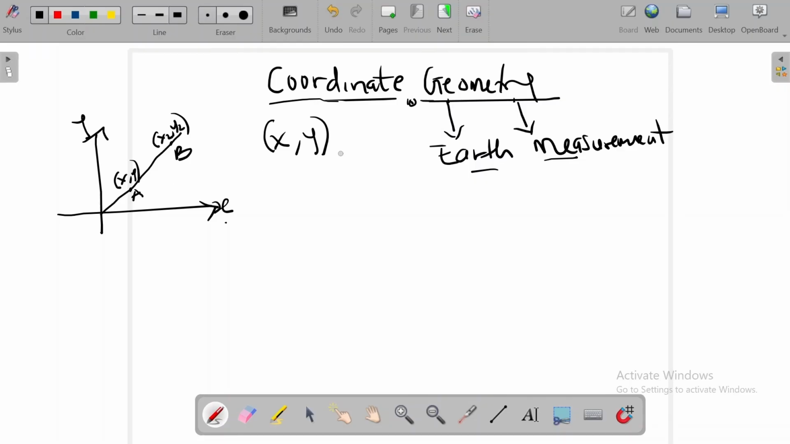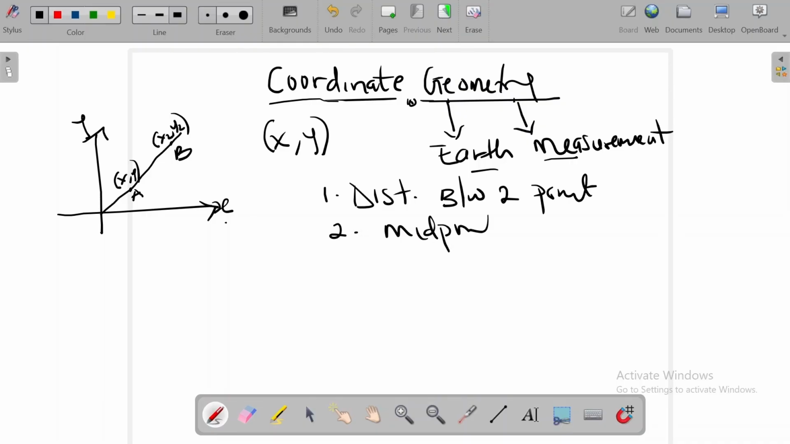So we'll be looking at three major calculations. The first calculation is called the distance between two points. The second is midpoint of a line. And lastly, in this video, we'll be looking at the gradient of a line. In the next video, we'll look at the rest of the calculations, which are quite simple as well. So let's look at the first one, which is called distance between 2 points.